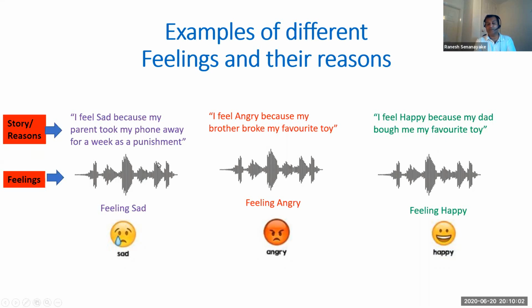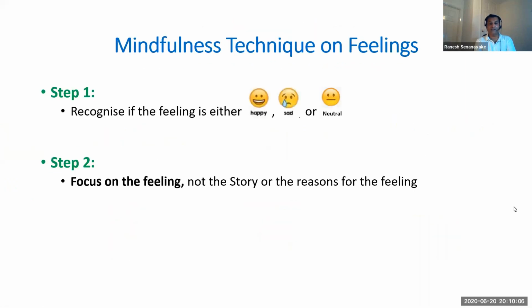So forget the story, focus on the feeling is what I'm trying to say there for the second step. So in this technique, just to summarize so far, we have 3 steps. First step is to recognize if the feeling is either happy, sad, or neutral. And step 2 is focus on the feeling, not the story or the reasons for the feeling, right? So that's the second step. So we focus on the feeling.